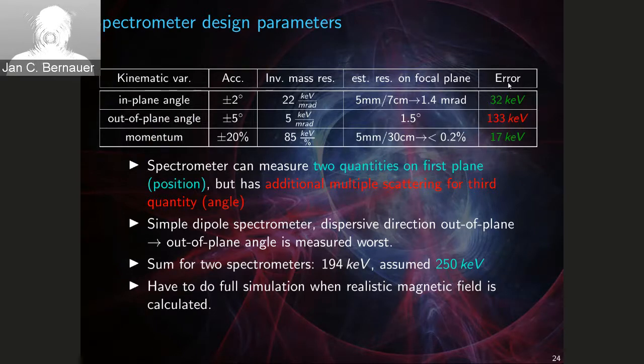The position along that direction will be the momentum, and the position in the other direction will be the scattering angle, or the in-plane angle. If you do that, you get something around 200 kV with our projections, which are quite defensive. We actually assumed 250 kV for the rest of the reach plots. I think we can do better, but we have to see.